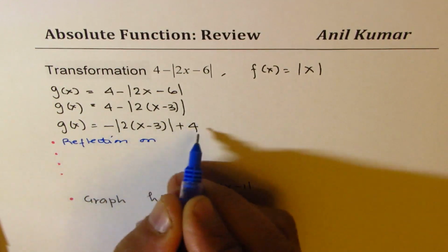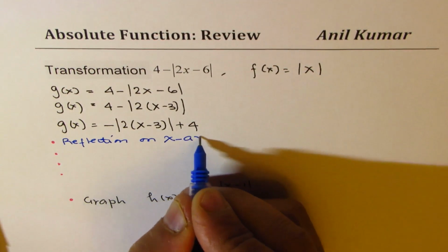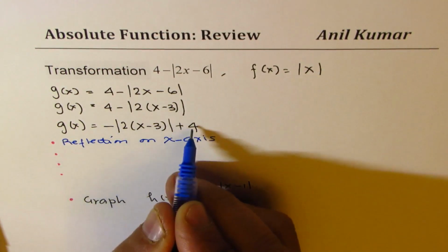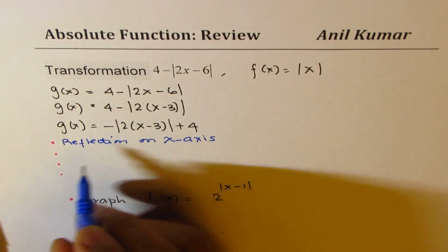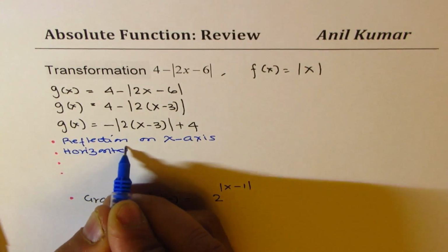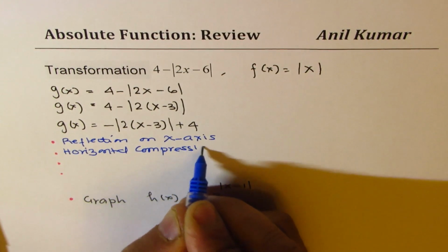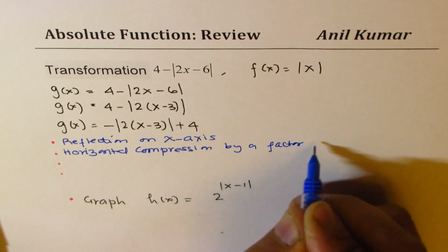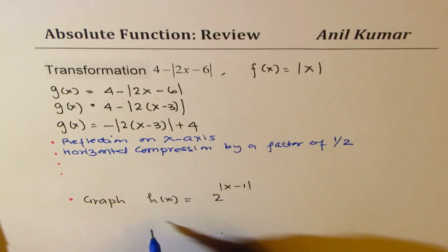So it is y-axis, like going up and down. So it's a reflection on x-axis. Do you see that? It's up and down. So both these are vertical. Inside it is horizontal. So 2 represents horizontal compression by a factor of half, 1 over k, right, by a factor of half.